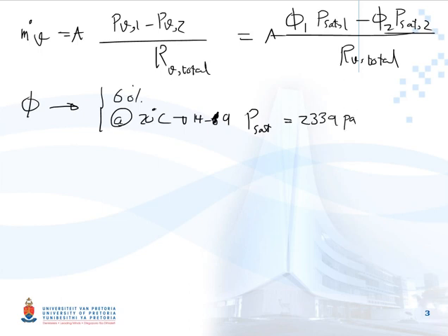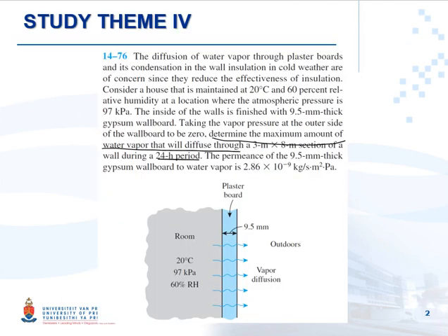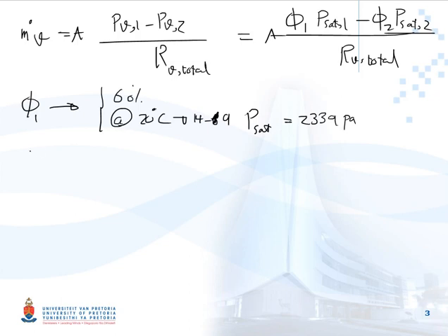How about the phi 2? Let's go back and see where phi 2 is. Okay, the relative humidity of the other side is 0. What else do we have? Okay, that's it. We have A as well, 3 multiplied by 8 square meter.